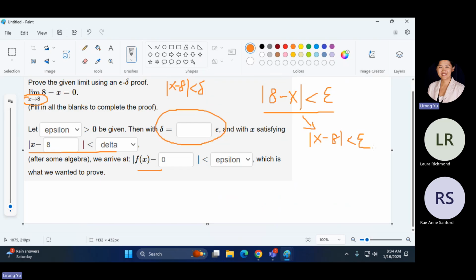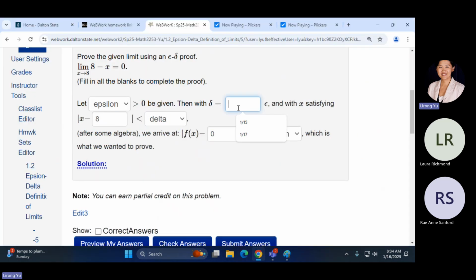This one has no square, so we don't have that factor process. So you can see that |x minus 8| is less than epsilon, and here you have |x minus 8| less than delta. So that answer is simply 1, because that is the same. We have an identical term on the left, so we've got to have the identical term on the right. So this answer will just be 1.